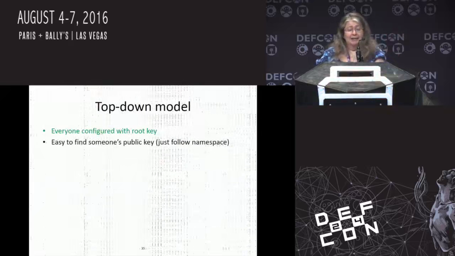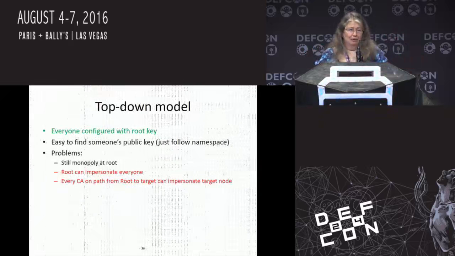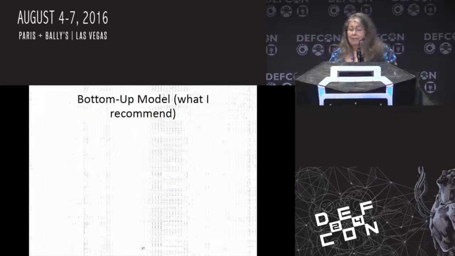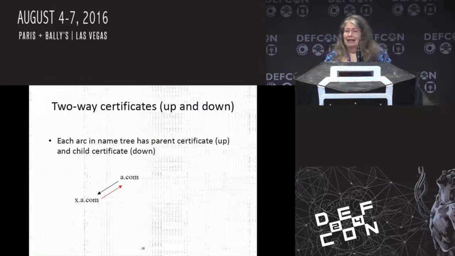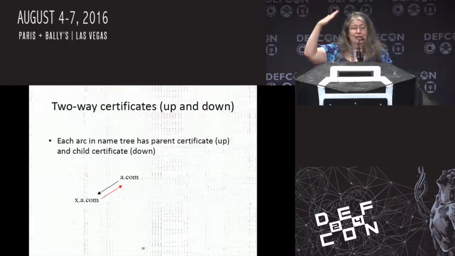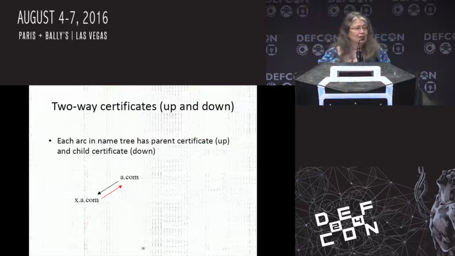So what's wrong with this model? You still have a monopoly at the root, and the root can impersonate everybody. So I want to change that with just a little thing. So the model that I recommend is that each arc in the namespace doesn't just have the parent certify the key of the child, but vice versa. The child certifies the key of the parent.